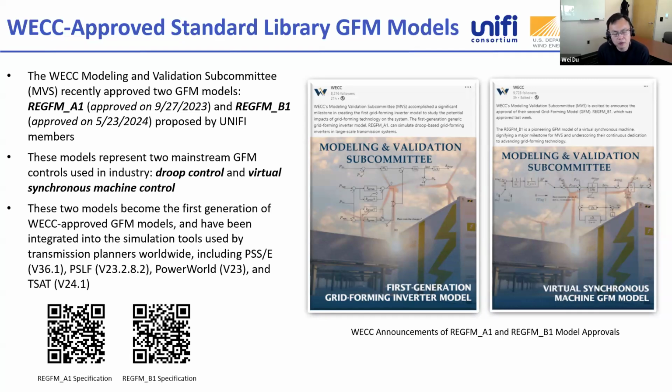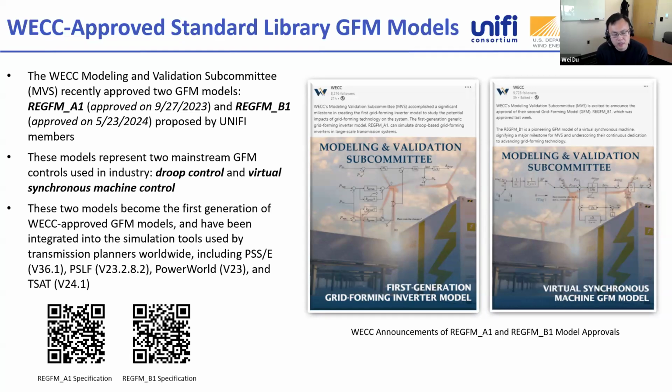We believe those two models represent two mainstream grid-forming controls used in industry. It's mainly droop control and virtual synchronous machine control. And as mentioned, because there were no standard library grid-forming inverter models in those commercial tools, these two models have become the first WECC-approved grid-forming inverter models and have been integrated into the world-leading commercial simulation tools, because PSSE, PSLF, PowerWorld, and TSAT are really widely used around the world, not only in the US.